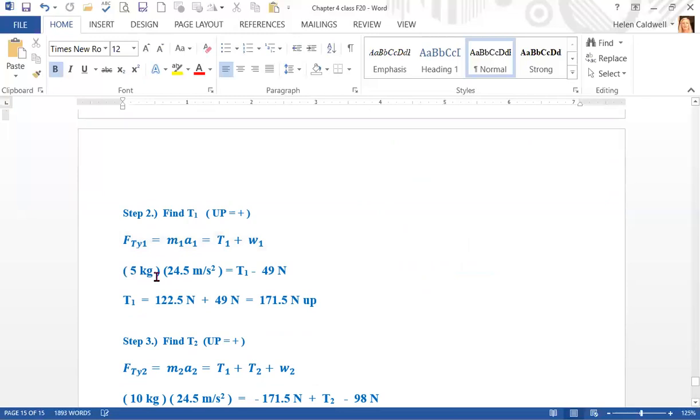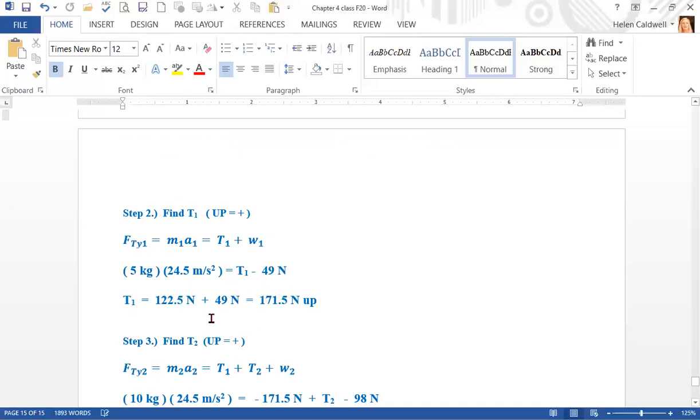So M1 is 5 kilograms, A1 is 24.5 meters per second squared. It's going up, so it's a positive acceleration. T2 we do not know. W1 is 49 newtons and it points down, so it's a negative number. See the little minus sign? It's a negative number. So when you do your arithmetic, 5 times 24.5 is 122.5. We've got minus 49 on the right side, so I'll have to add 49.